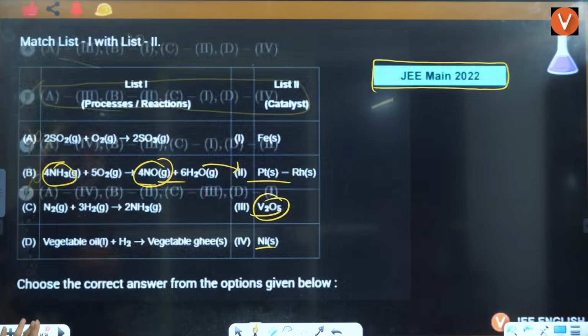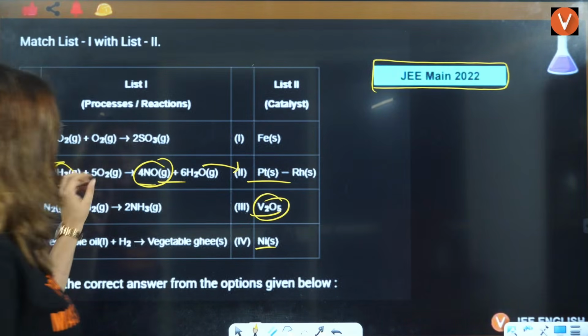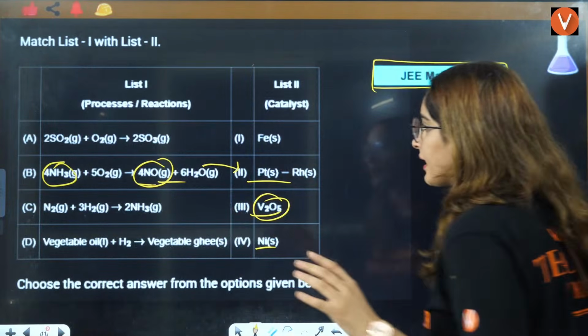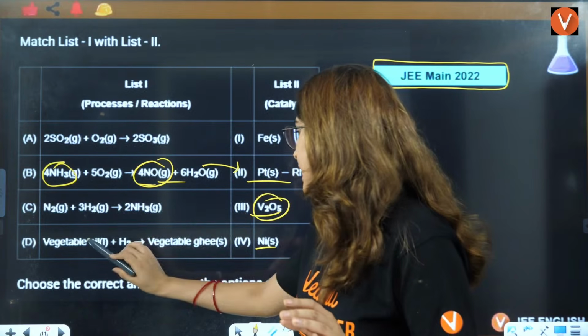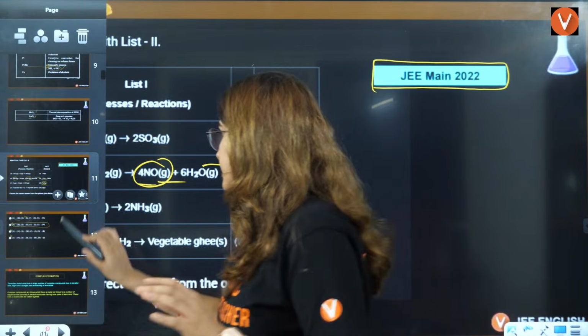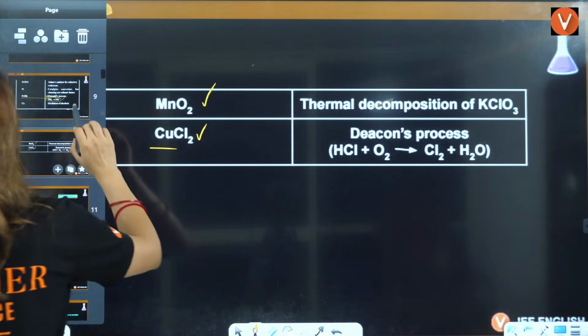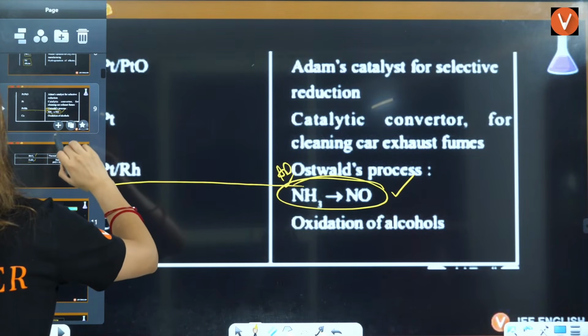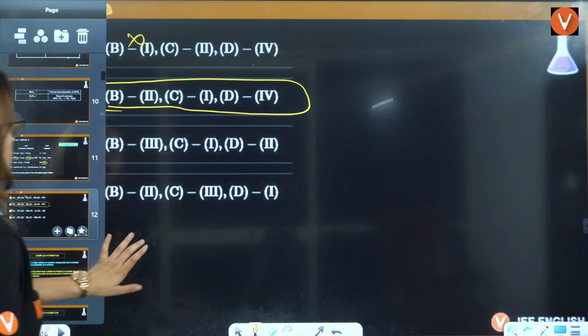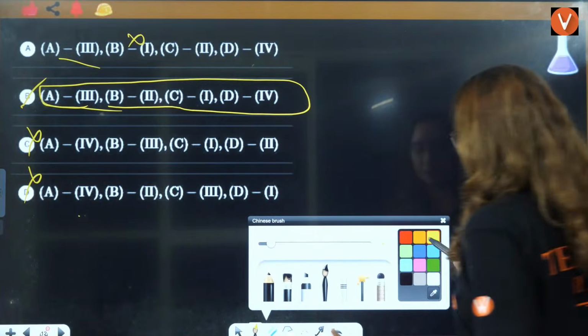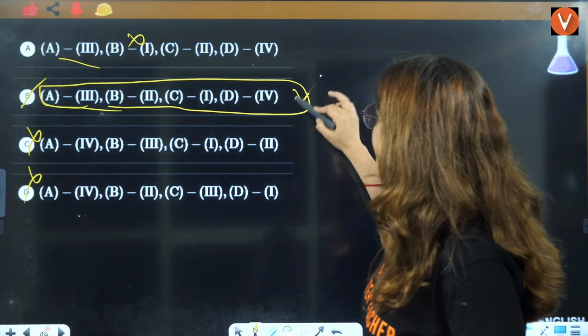Let me just see if we are doing it correctly. A is 3, then from here you have Pt, in this you have Fe, and in this you have nickel. Let me just check here. Are we doing it correctly or not? Yes, we are doing it absolutely right. So the answer will be B, not D. B is the correct answer.